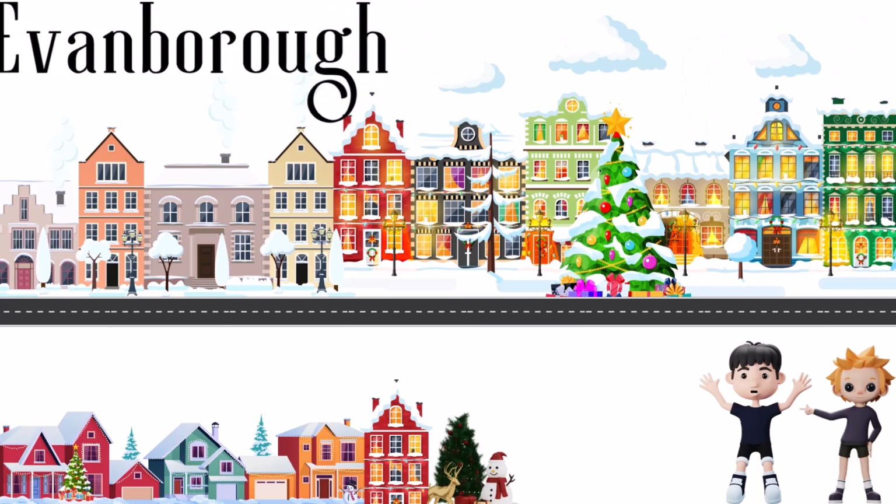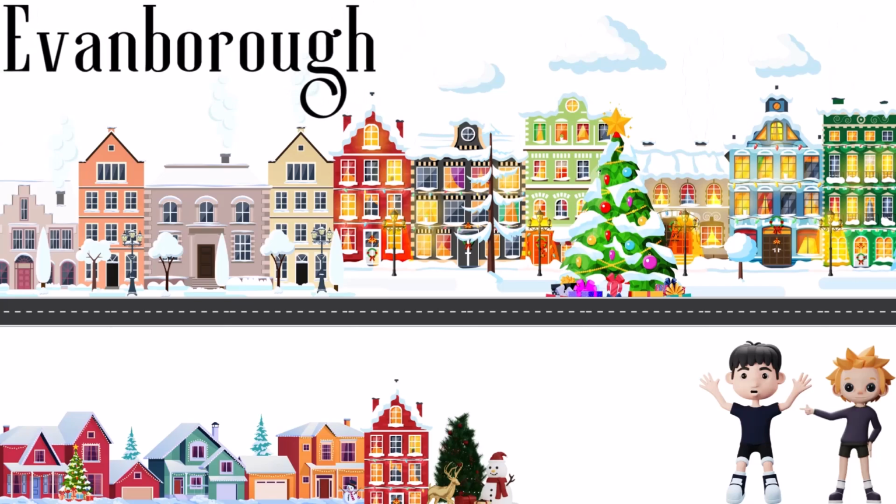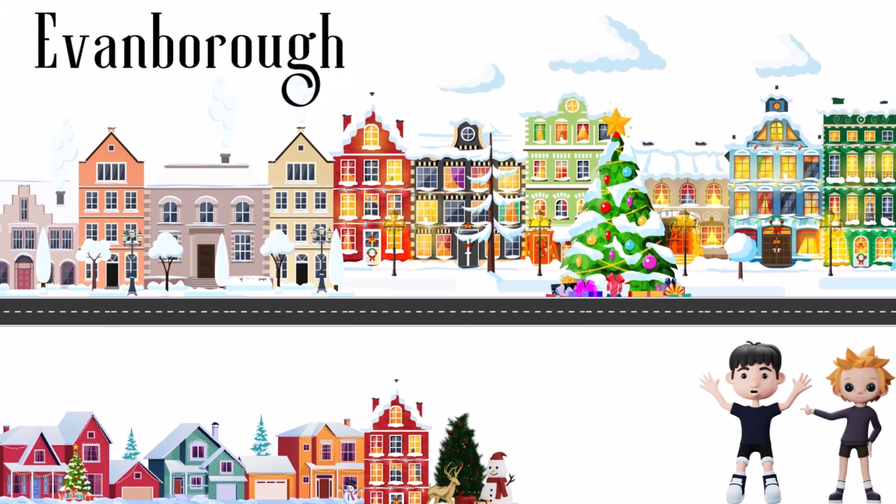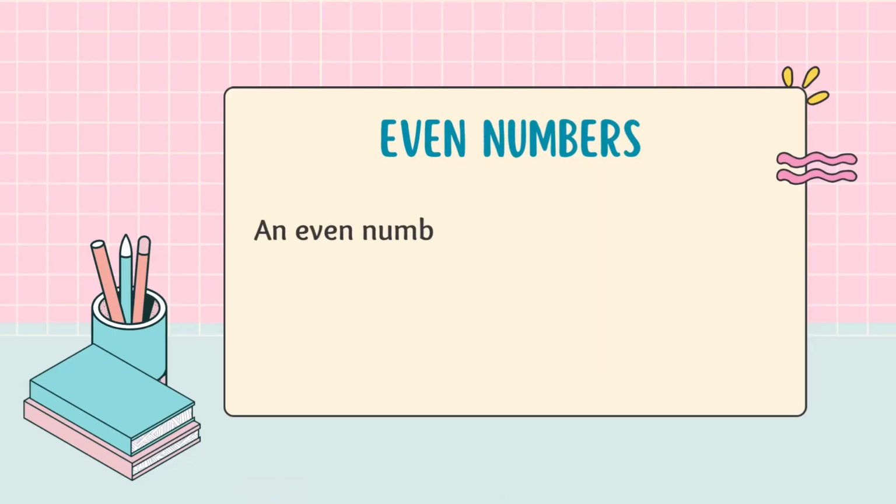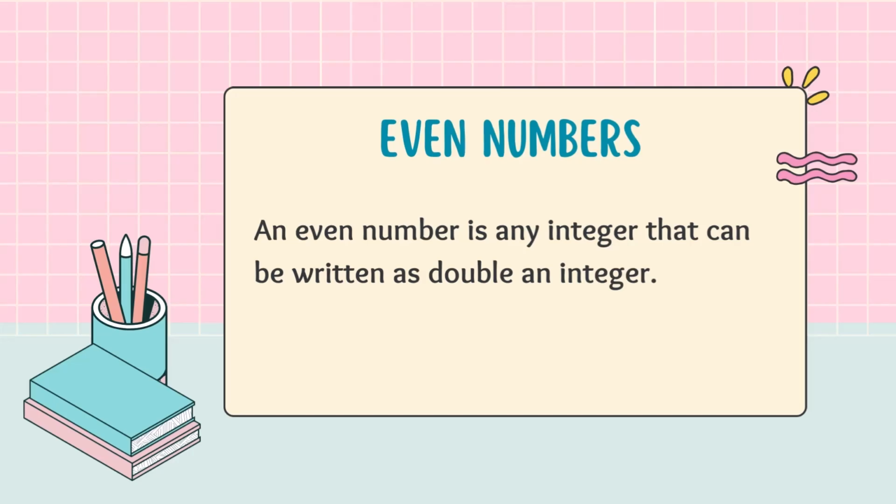In this video, we are going to classify numbers as either even or odd. So first things first, what exactly are even and odd numbers? Let's start with a simple definition. A number n is even if it can be expressed as n equals 2k, where k is any integer.